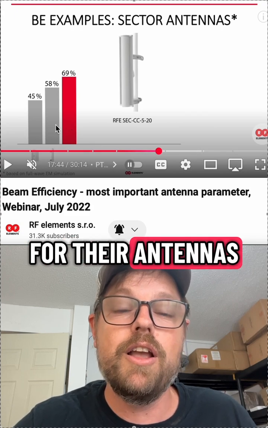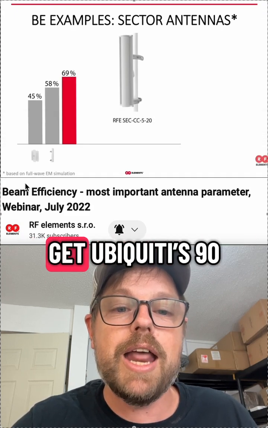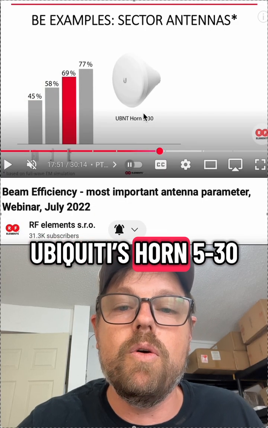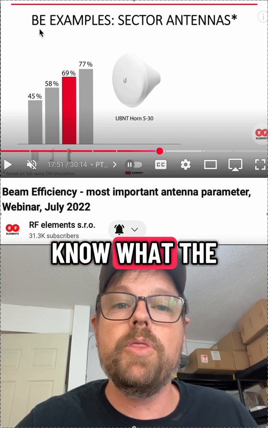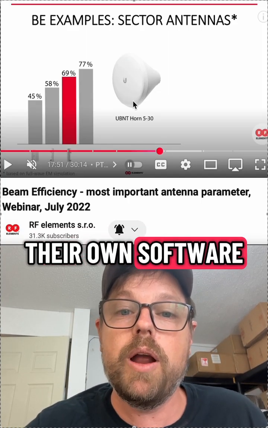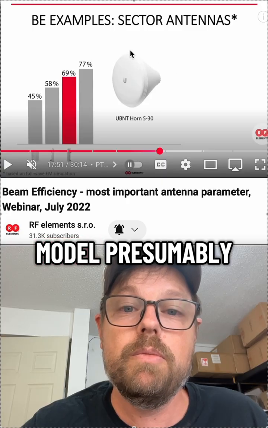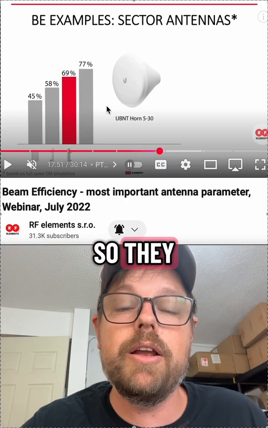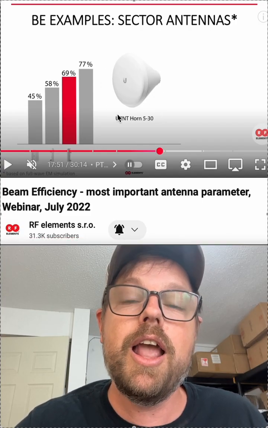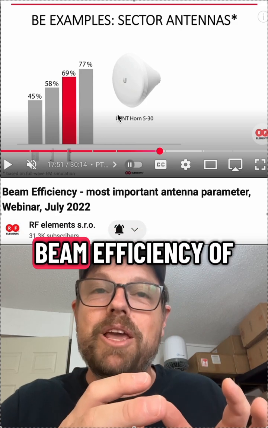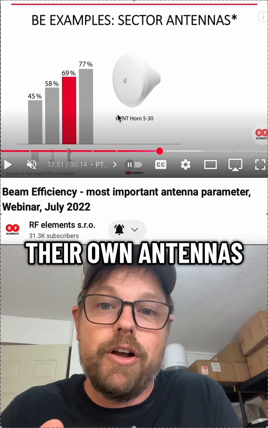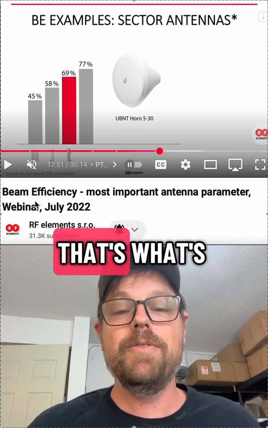For their competitors, how do they get Ubiquiti's 90-degree horn and Ubiquiti's Horn 530? How do they know what the beam efficiency of this is? Well, they modeled it in their own software, but they don't have the original model, presumably. So they are taking an estimation of their competitors' antennas and comparing the theoretical beam efficiency of their competitors' antennas versus the theoretical beam efficiency of their own antennas, and declaring theirs better. That's what's happening here.